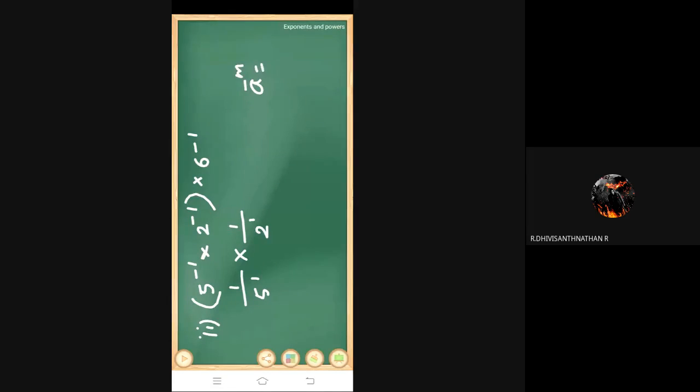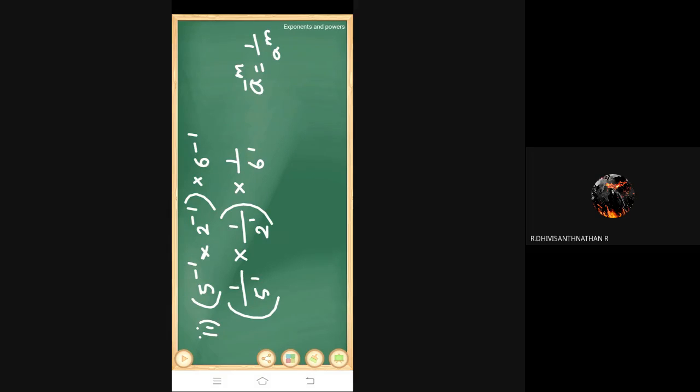Okay. Now we are moving on to the second sum. 5 power minus 1 into 2 power minus 1 into 6 power minus 1. So 5 power minus 1 is nothing but 1 by 5 power 1. To make the power positive, we are bringing it to the denominator. Similarly, divided by 2 power 1. There is a law, a power minus m is equal to 1 by a power m. By using this law, we are doing this into 1 by 6 power 1.